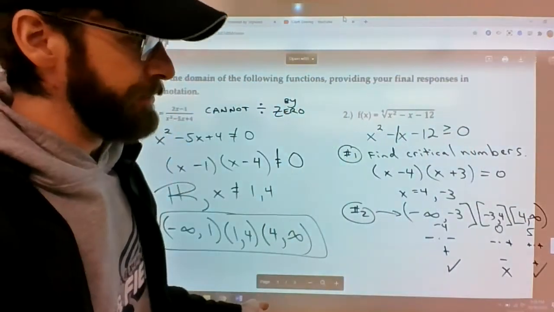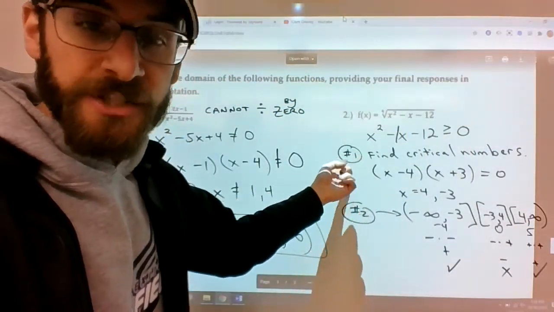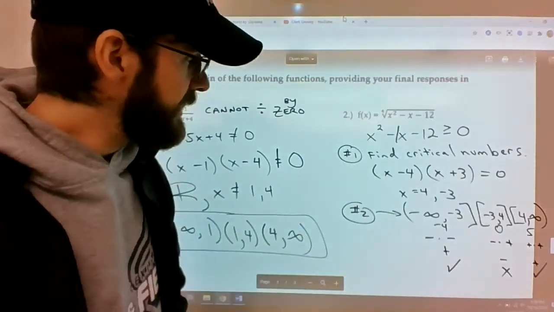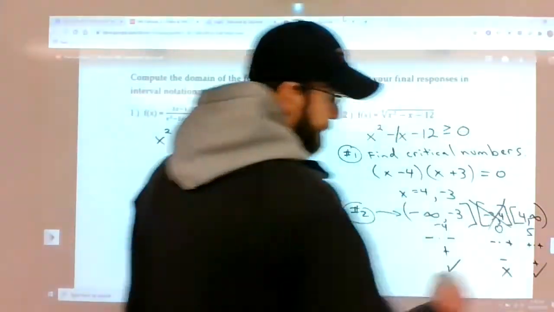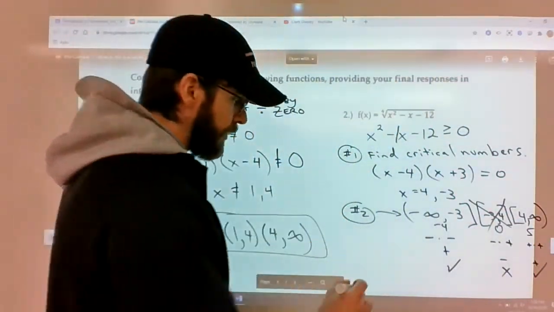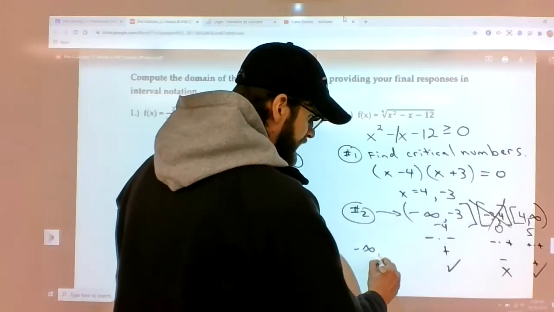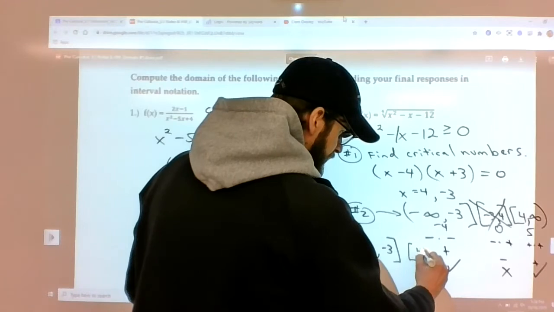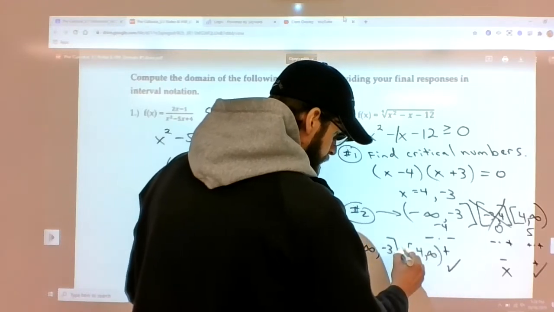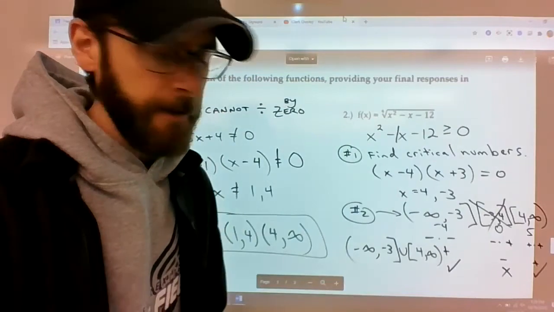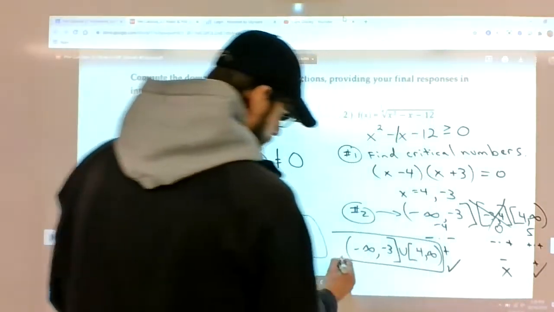So what we just accomplished by solving that inequality is we determined what the function's domain was. We determined where it lived. It lives not in the middle, but on the ends. So your domain would be negative infinity to negative 3, and then 4 to infinity. And technically, we should put a union symbol in there to make it legit.